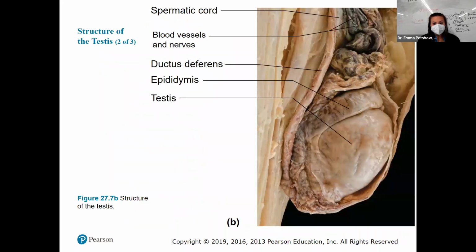And again, you aren't going to have to identify things on anatomical structures, but if that helps you, this is a cadaver view.